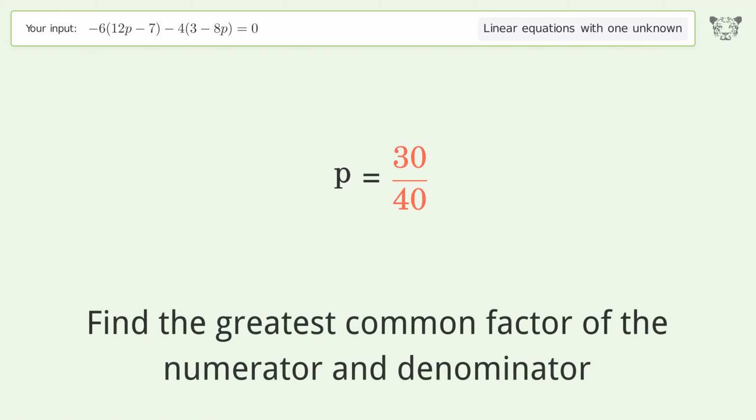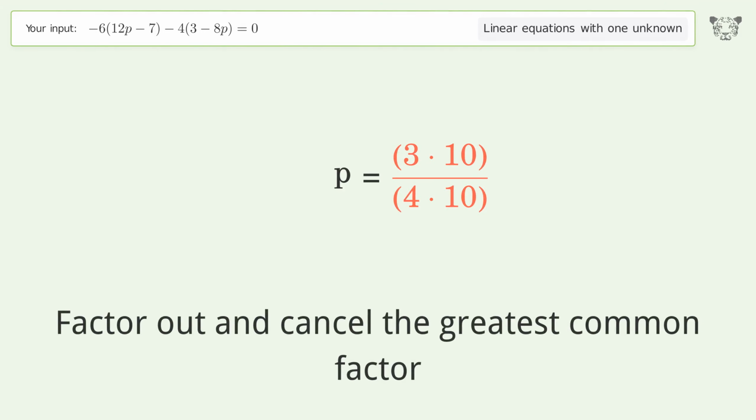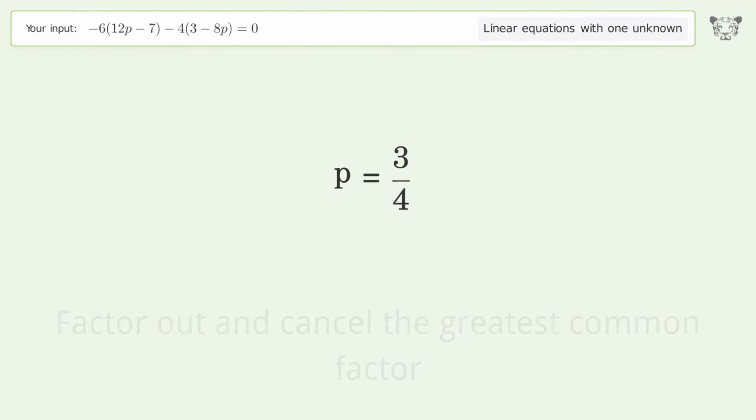Find the greatest common factor of the numerator and denominator. Factor out and cancel the greatest common factor. And so the final result is p equals 3/4.